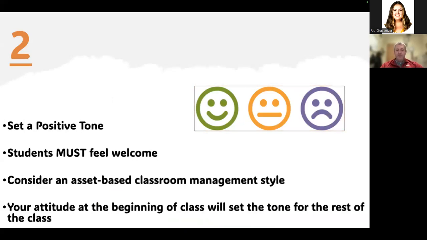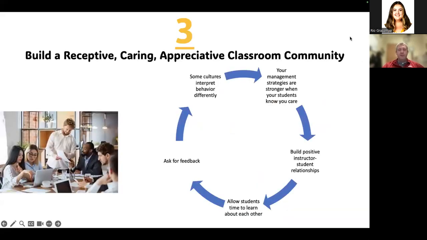Setting your positive tone. Be welcome. That's that simple, that simplistic, good morning, how are you? You set the tone for the day. Consider an asset-based classroom management style. Let them know that they are your biggest assets. And we'll talk about that here in just a few minutes as well. Where is our assets? Your attitude at the beginning of the class is going to set the tone for the rest of the class. So just make sure that you're paying attention to that.